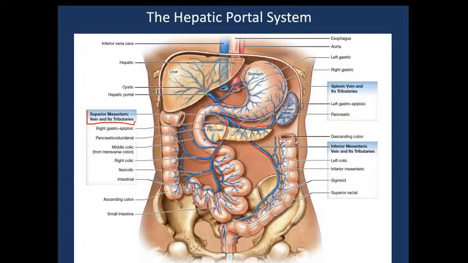And as I told you, three sources, three tributaries of the hepatic portal system are the superior mesenteric vein, splenic vein, and inferior mesenteric vein.